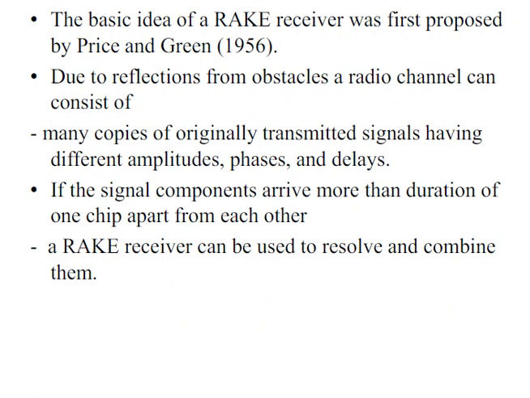The basic idea of a RAKE receiver was first proposed by Price and Green in 1956. Due to reflections from obstacles, a radio channel can consist of many copies of the originally transmitted signal having different amplitudes, phases, and delays. If the signal components arrive more than the duration of one chip apart from each other, a RAKE receiver can be used to resolve and combine them.